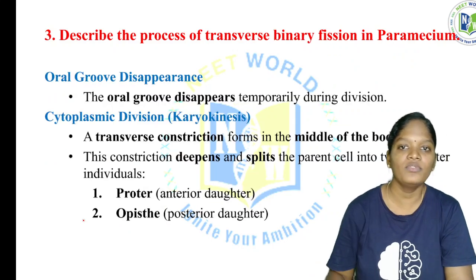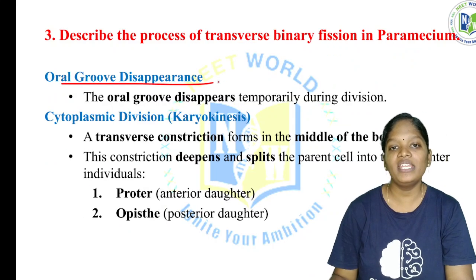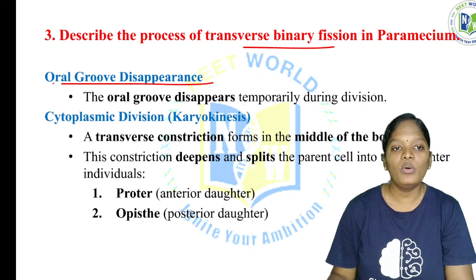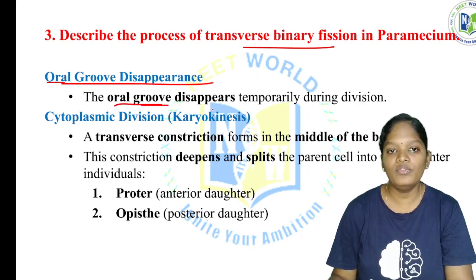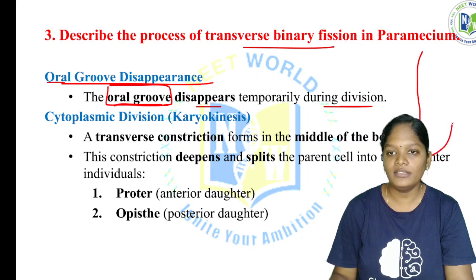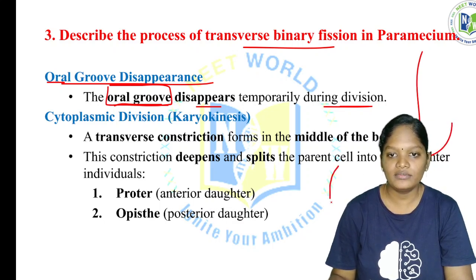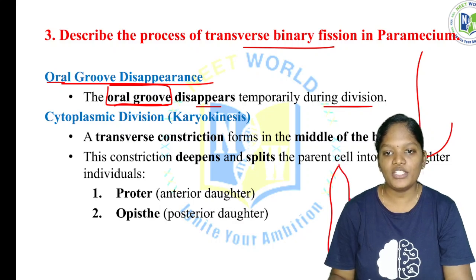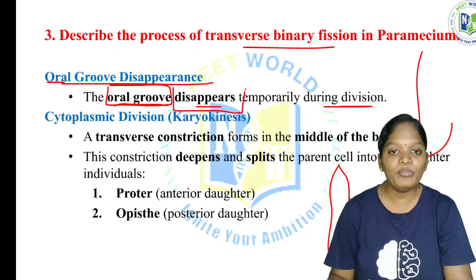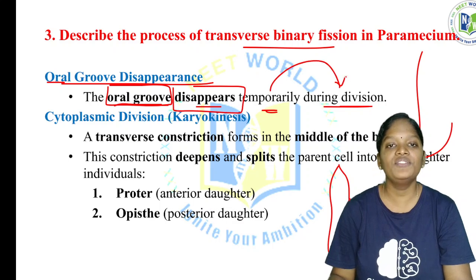Now, oral groove disappearance. Whenever transverse binary fission is taking place, all these modifications occur in the body of the paramecium. The oral groove disappears temporarily during the division. So this is a paramecium, and this structure is called an oral groove. This oral groove disappears temporarily only when the division is taking place.